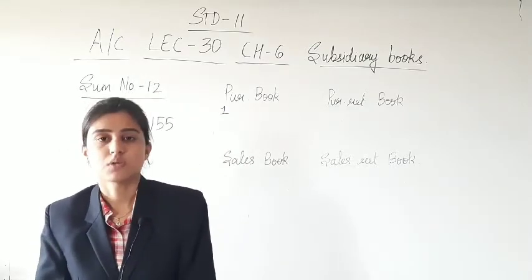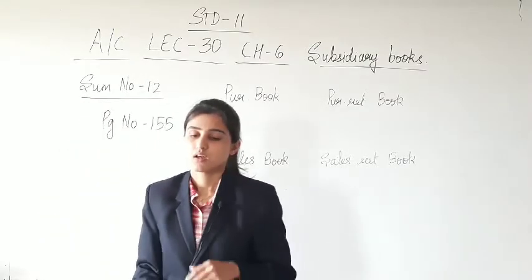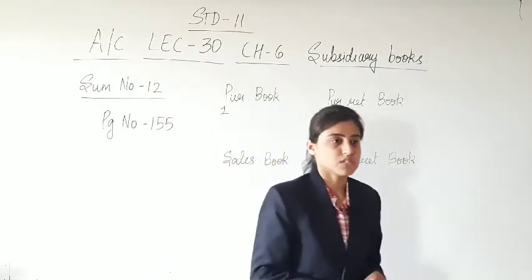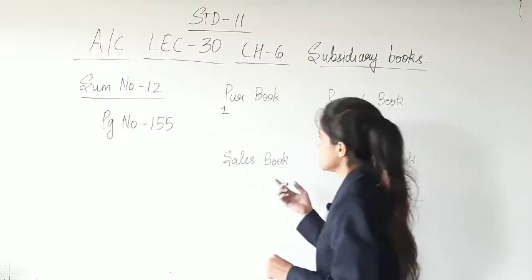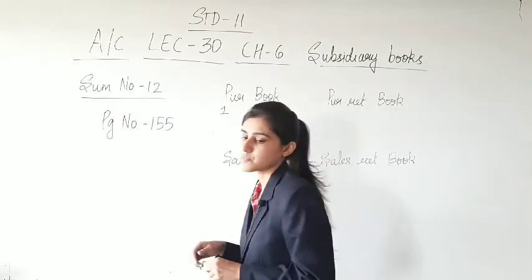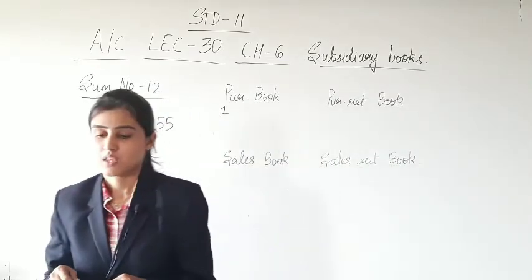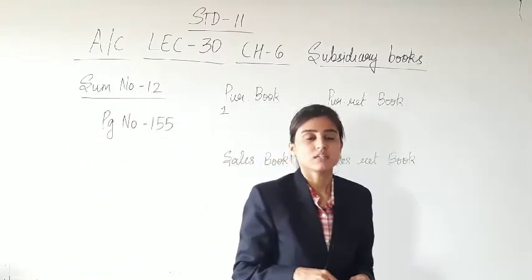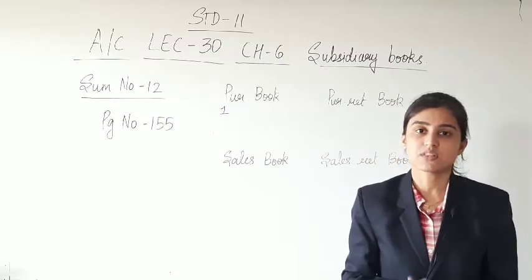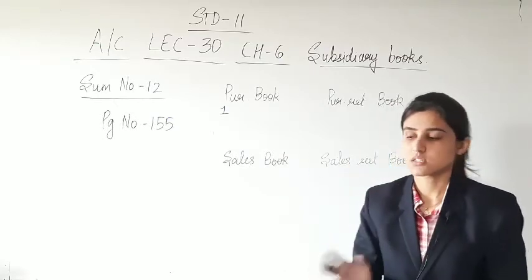Bill number 120. I will repeat. Date 2015, November 1st, name of the supplier Ramanuj account, bill number 120, nothing in LF, and the net amount of goods 27,000, 30,000 minus 3,000.